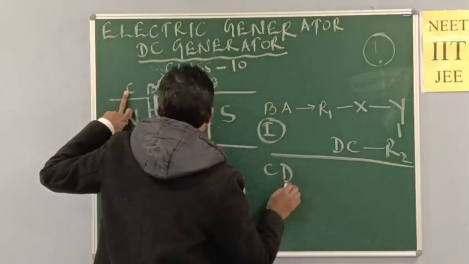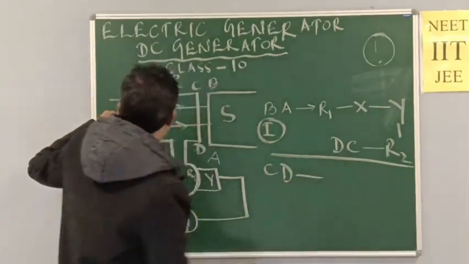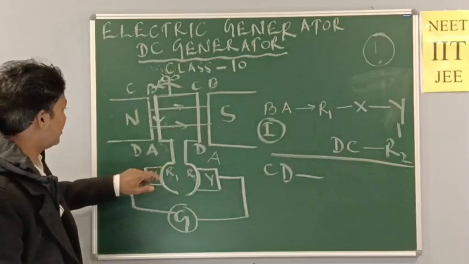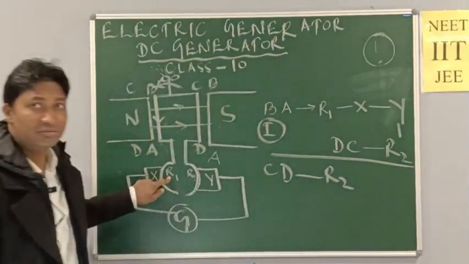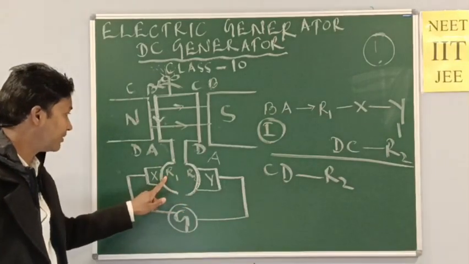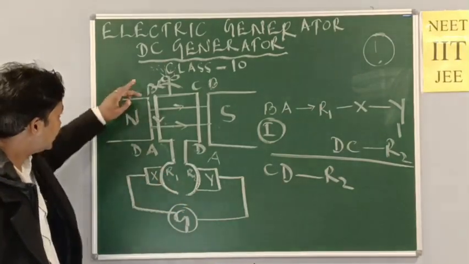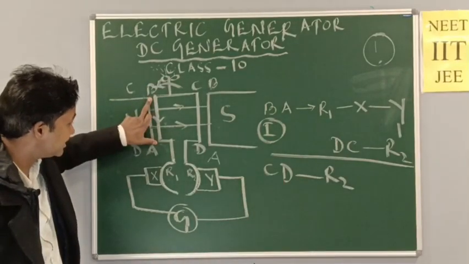This is CD. The direction of current is CD. Further, CD goes to where? R2. Why R2? R1 comes in the place of R2, and R2 comes in the place of R1. Then this is CD after half rotation.